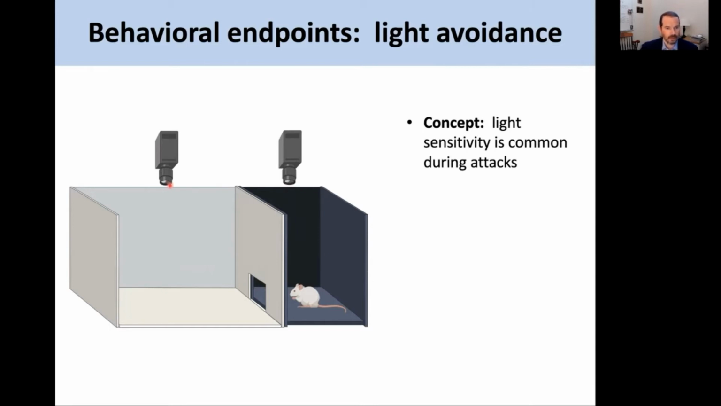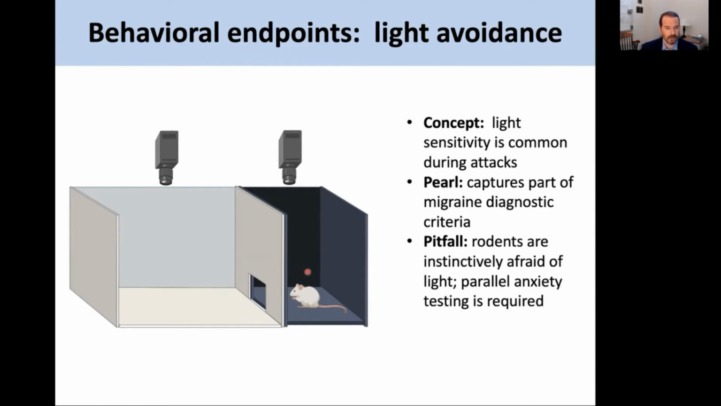And the concept here is that light sensitivity is common during migraine attacks. So the pearl, again, is that we can capture part of the migraine diagnostic criteria by looking at light sensitivity in these animals. The idea being if the animal stays in the dark side for more than it would normally, then it's avoiding light. If you give it a theoretically headache-producing stimulus, and it spends more time in the dark side of the chamber, it would be avoiding light, and that might be consistent with headache.